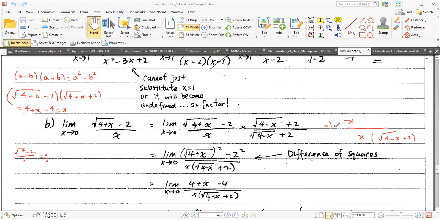Now, limit as x goes to 0. Now, see x and x cancel. Now, our problem is solved. Cancel x and x. You simply, instead of the x here, put 0. It's going to be 1 over the square root of 4 minus 0, plus 2. Square root of 4 is 2, 2 plus 2 is 4, so it's 1 over 4. That would be the answer.